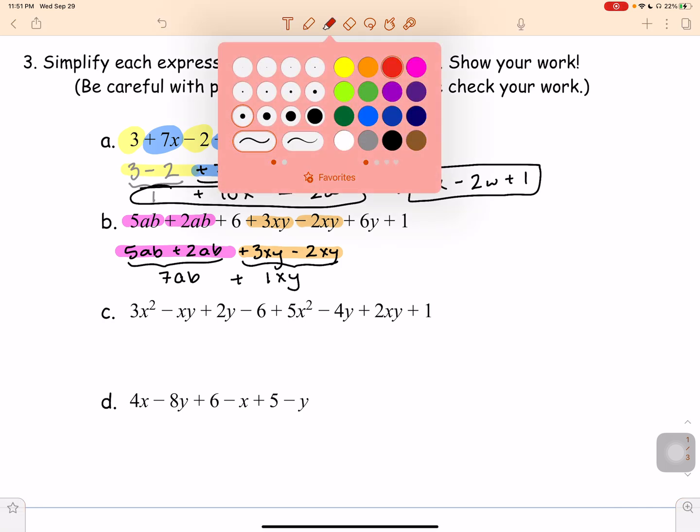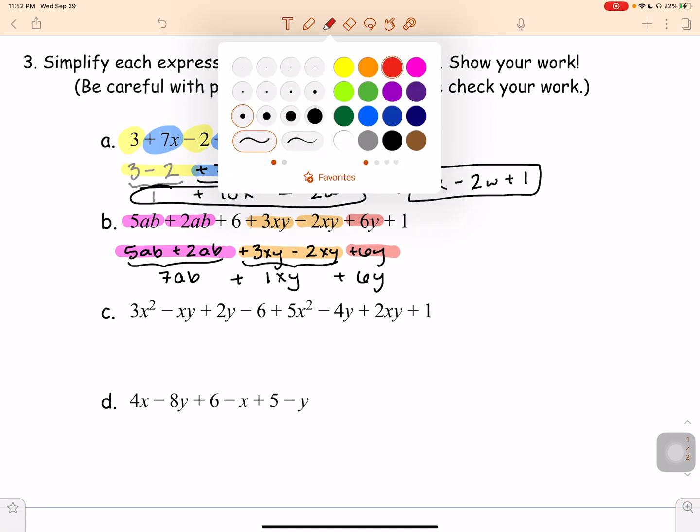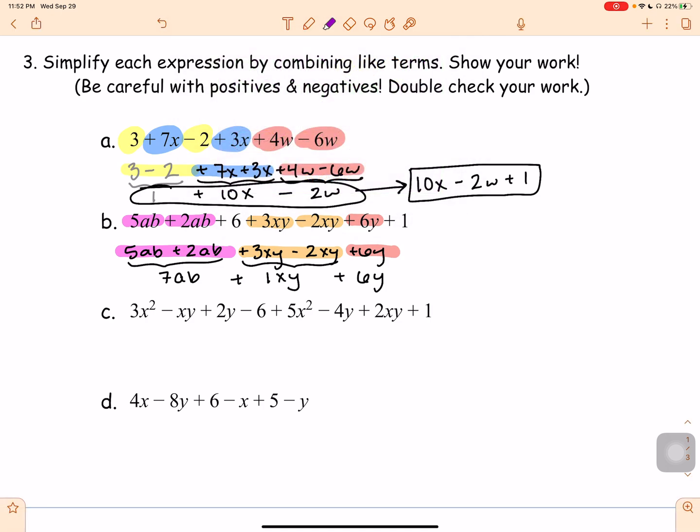And then I see here that we have 6y, and there's no other y terms, right? So I'll write that here just to keep it accurate, but that just stays plus 6y. There's no other just y terms to combine that with. And we cannot combine it with the xy's because it does not have an x. And then here we have positive 6 plus 1. Since both of those do not have a variable, they're going to go at the end, and we can combine those. So positive 6 plus 1 is positive 7, and here is your answer.